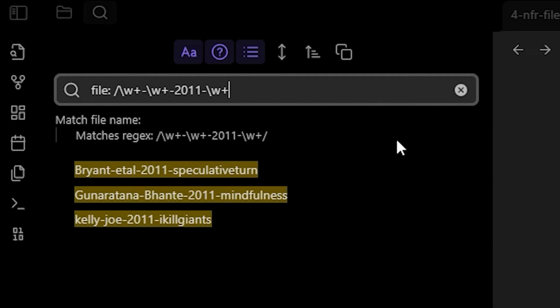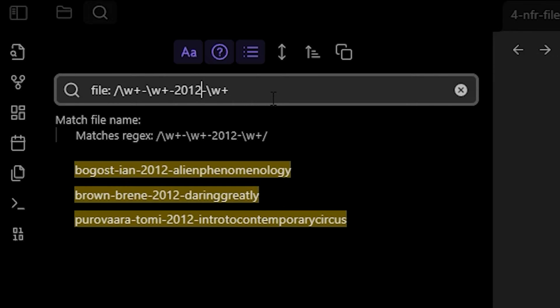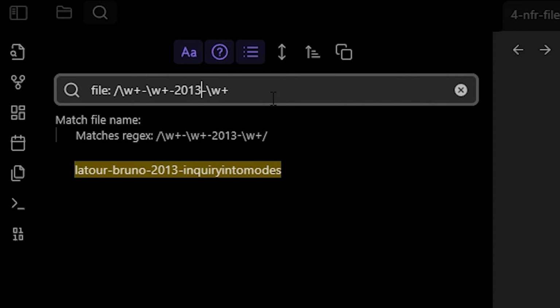For instance, if I wanted to find all of the texts in my Zettelkasten that were written in 2012, in my search bar I could write a regular expression that says search for any characters, followed by a dash, and then any characters, and then followed by a dash, and then the year 2012, followed by a dash, and then any characters.